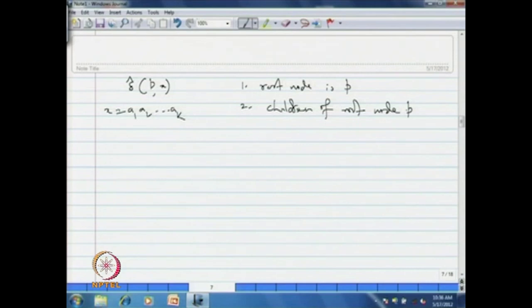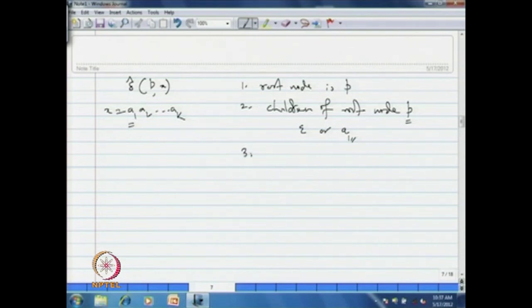Then, the children of the root node P are precisely those nodes which are reachable, or which are having a transition from P via epsilon or the input symbol A1, the first input symbol. We start at P and then we see whether there is any possible transition on epsilon or on the first input symbol A1. So, all those nodes will be the children of P.